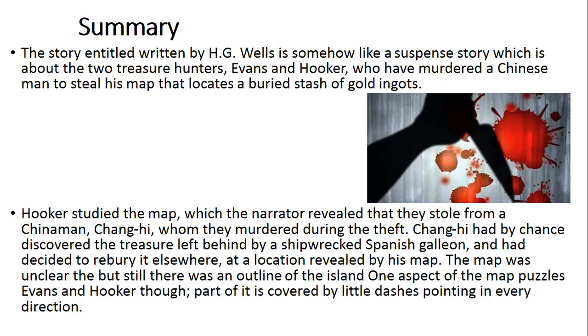Chang He had by chance discovered the treasure left behind by a shipwrecked Spanish galleon and had decided to rebury it. After they found the map, they planned to go to rebury those treasures there. The map was somehow unclear. The map somehow puzzled them. Evans and Hooker saw parts of it covered by little dashes pointing in every direction, but somehow it was pointing them the direction.